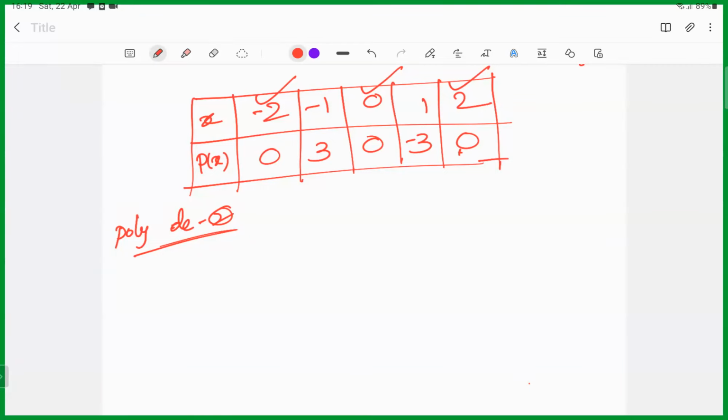So if it's a polynomial of degree n, then it has at max how many zeros? Polynomial of degree N. So at max, how many zeros will be there? Sir, N number of zeros. N, right? N numbers, yes. So at max, N will be there. The polynomial of degree 2, at max 2 will be there. Degree 3, at max 3 will be there. Degree N, at max N will be there.